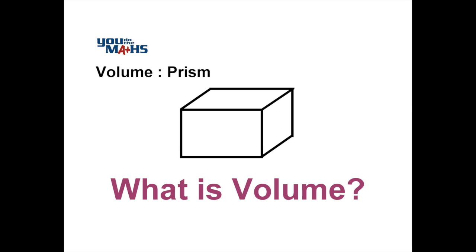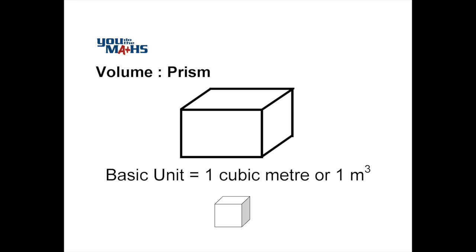Now, volume measures the space within a shape. So for example, here we have a rectangular prism, and the way for us to look at the volume is to count the number of cubic units. Now, a basic unit of volume is the cubic metre, so it depends on the shape as to which units you use.